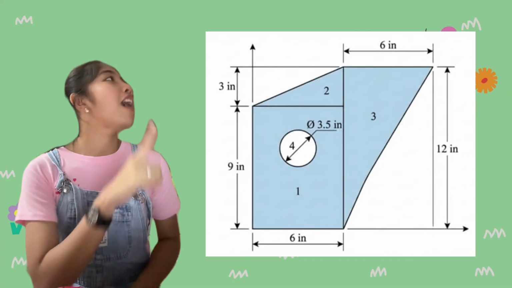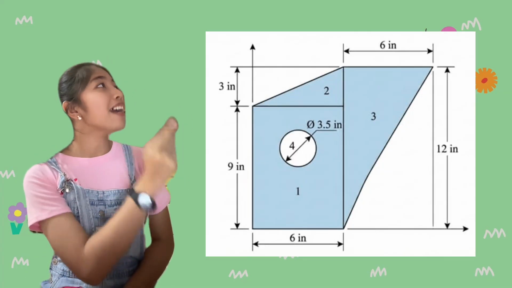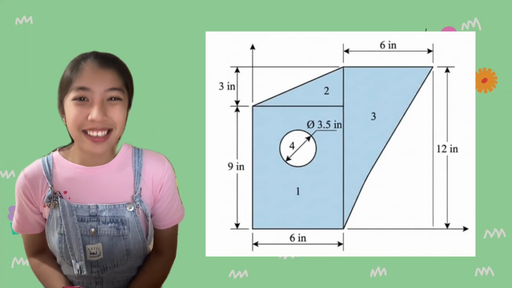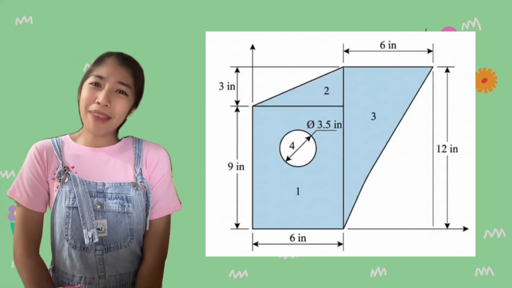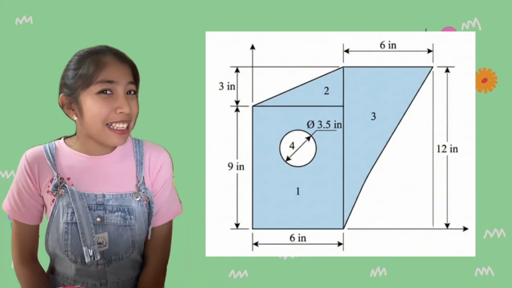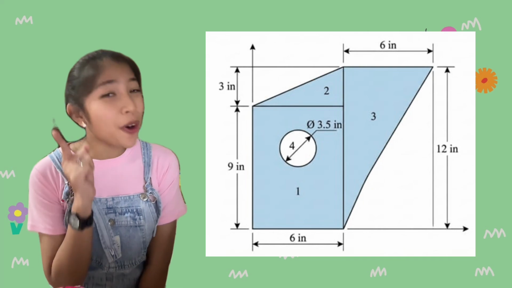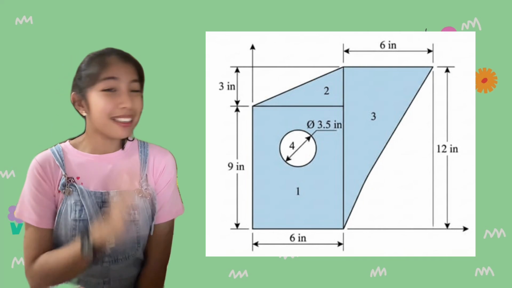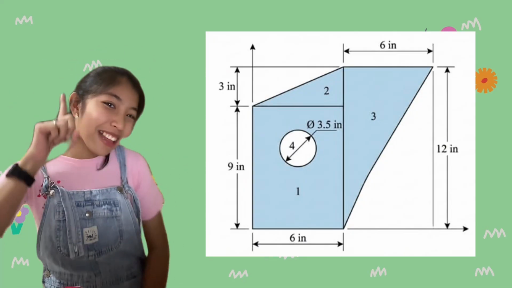Now let's count how many shapes we have. 1, 2, 3, 4. Yay! Very good. We have 4 shapes. But may I ask, do you still know your formulas, kids? It is really important to know your formulas. Do you know your formula? Very good. Now let's start.